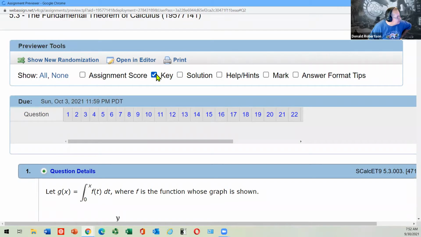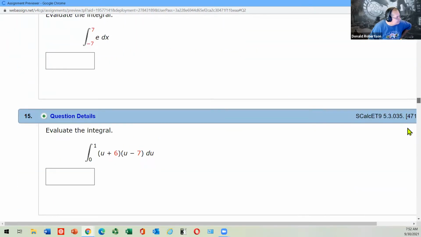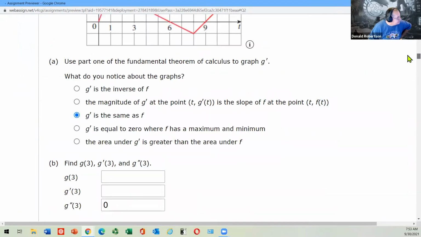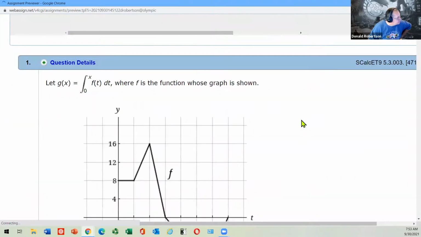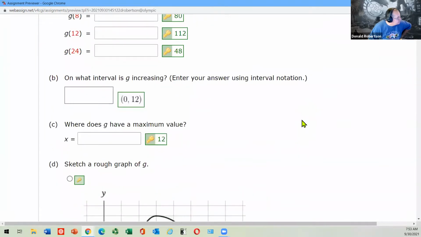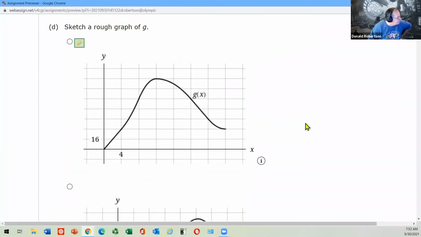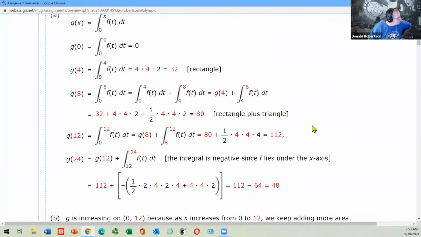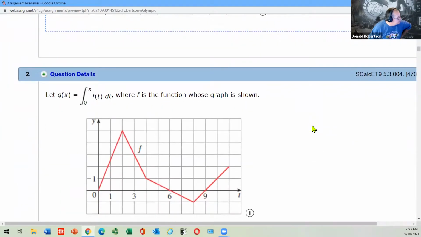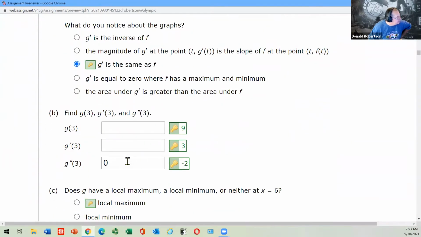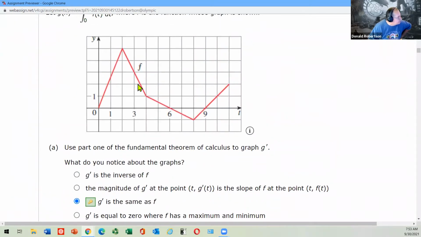Let's put in a key, put in a solution, see what it does. Where is it? Must be down here. Oh, it's -2. I'm wrong. Okay. Why would that be -2? Oh, because the slope of the line at that point is -2.